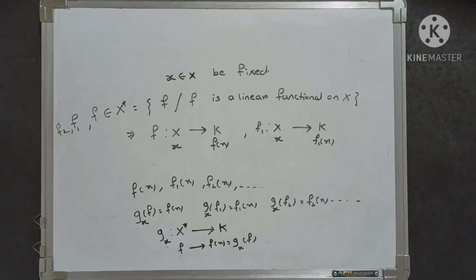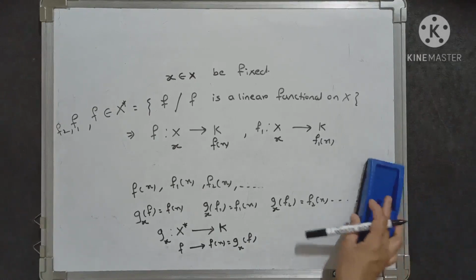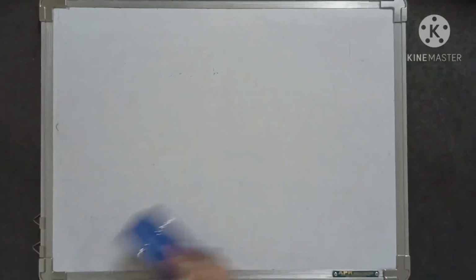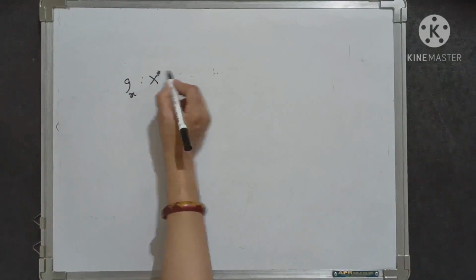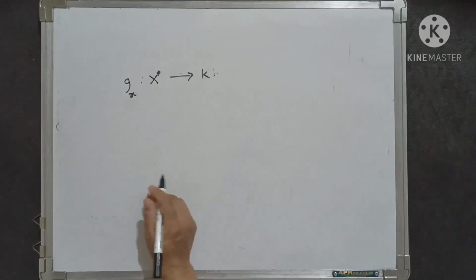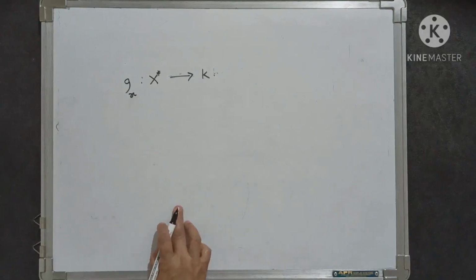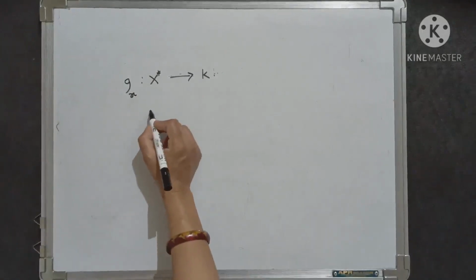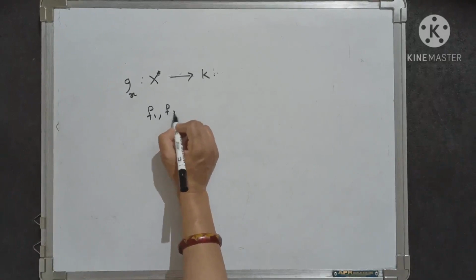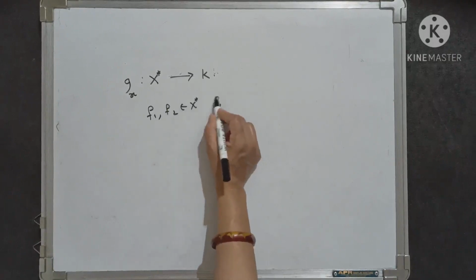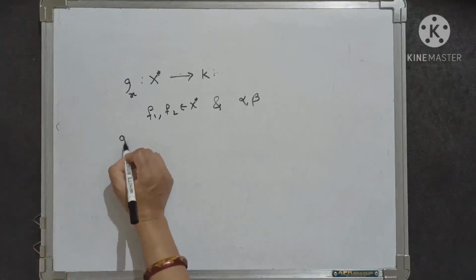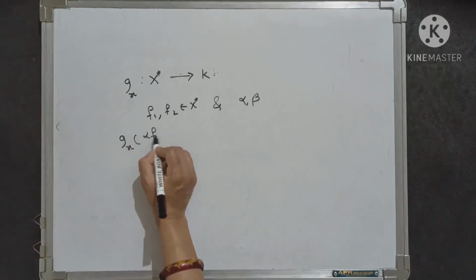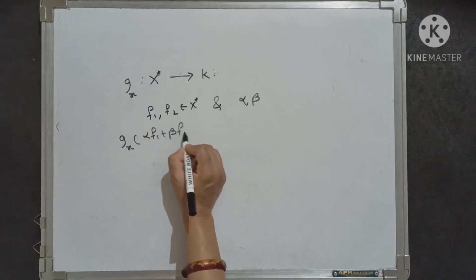This is the mapping Gx, which is from X star to K. As Gx is the mapping from X star to K, now this mapping is a linear functional, because here if we take f1 and f2 to be any two elements of X star, and we take any two scalars alpha and beta, and then Gx of alpha f1 plus beta f2.